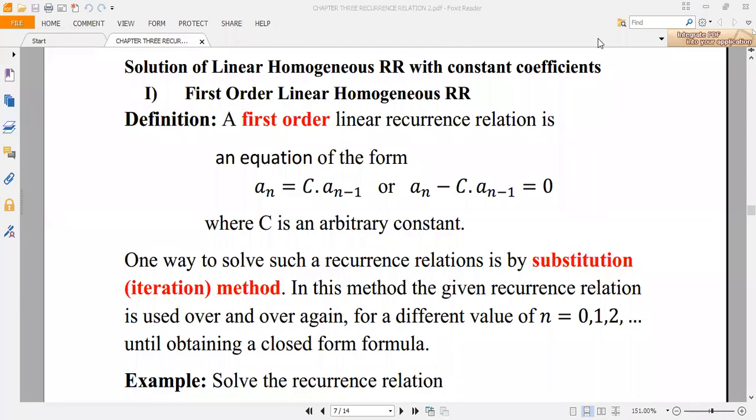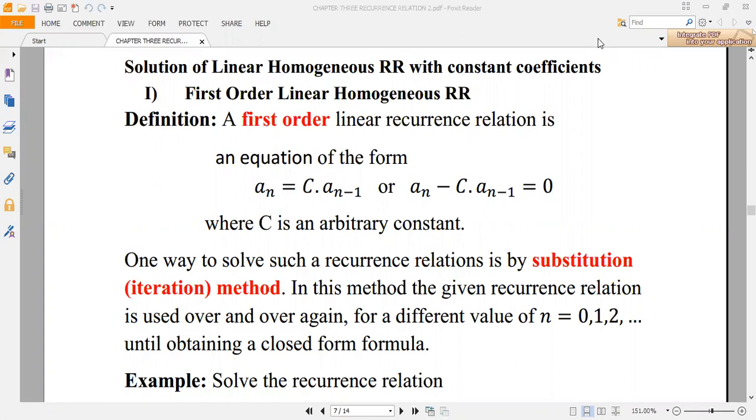Hello everyone, today we will see the solution of homogeneous linear recurrence relations with constant coefficients. So let's start with the first order linear homogeneous recurrence relations.